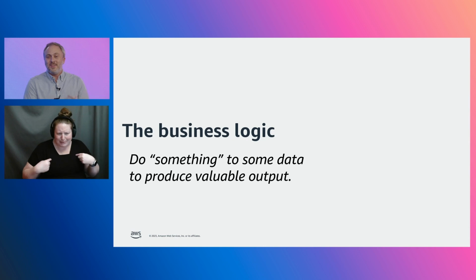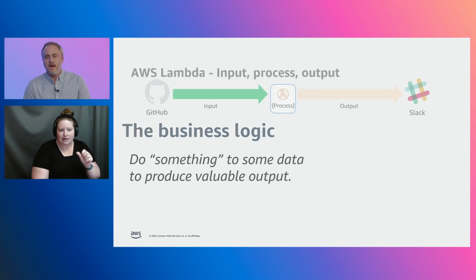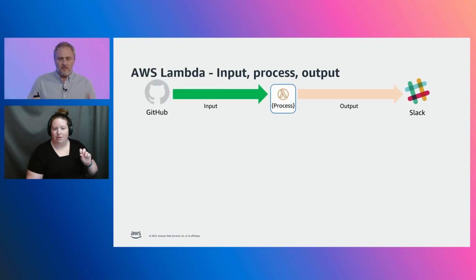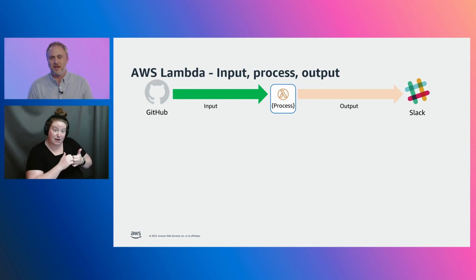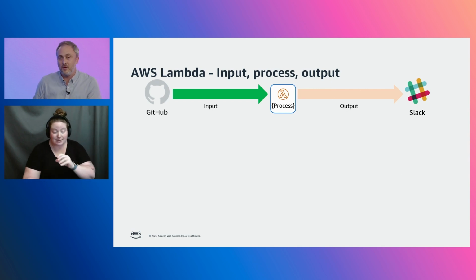So the business logic is loosely defined, I would say, as doing something to some data to produce a valuable output. And this isn't just a serverless thing, right? This is how we've been building applications since applications have been being built, right? You have an input, a process, and an output. And this, of course, still exists when you're building with Lambda.